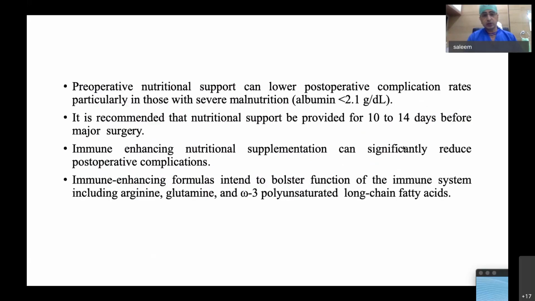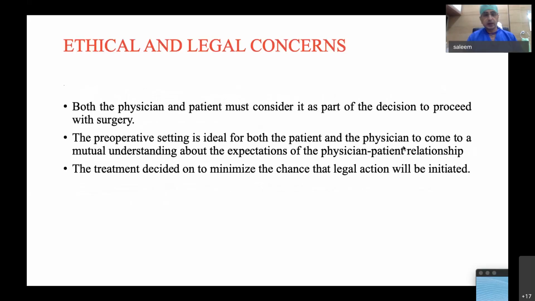Preoperatively, nutrition support can lower post-operative complication rate, particularly in those with severe malnutrition with albumin less than 2.1 gram per deciliter. It is recommended that nutrition support be provided for 10 to 14 days before elective major surgery. Immune enhancing nutrition supplementation can significantly reduce post-operative complications. Immune enhancing formulas intend to bolster function of the immune system, and include arginine, glutamine, and omega-3 polyunsaturated long-chain fatty acids.